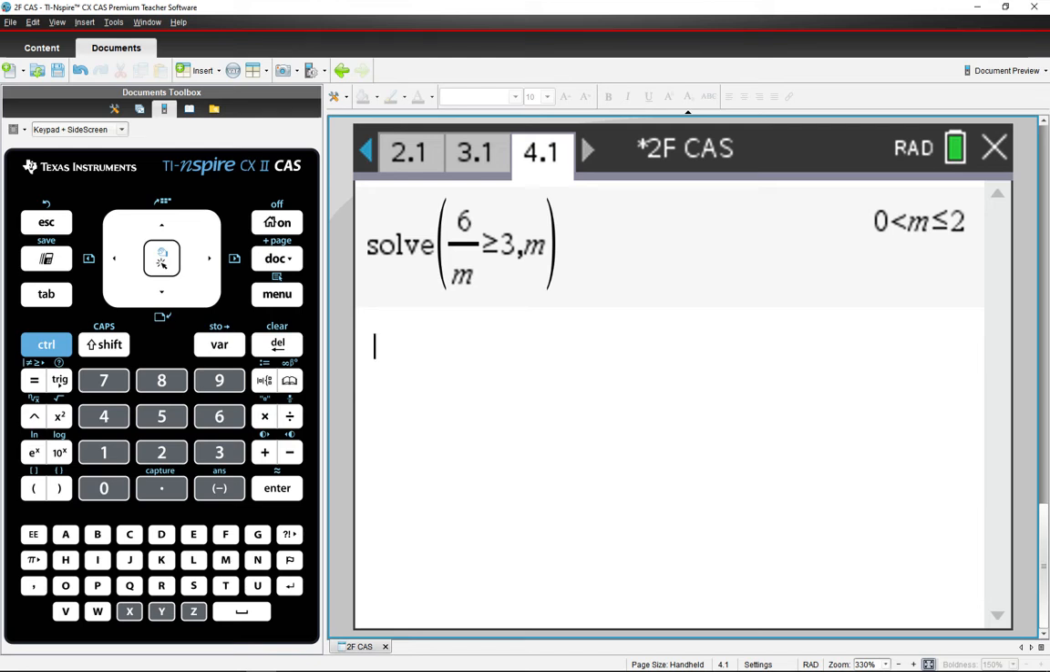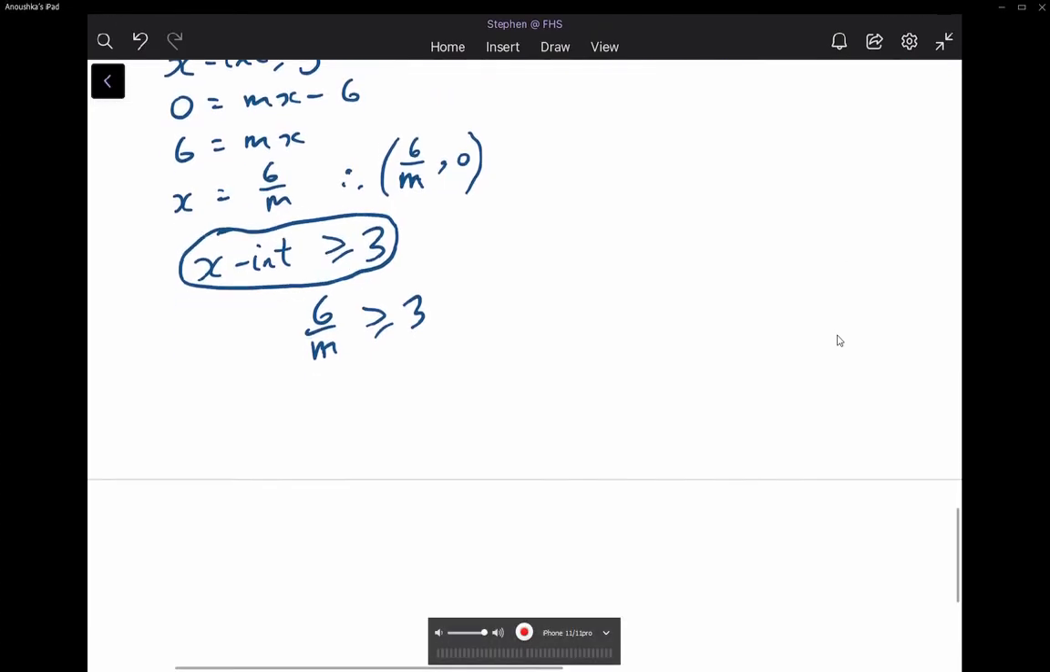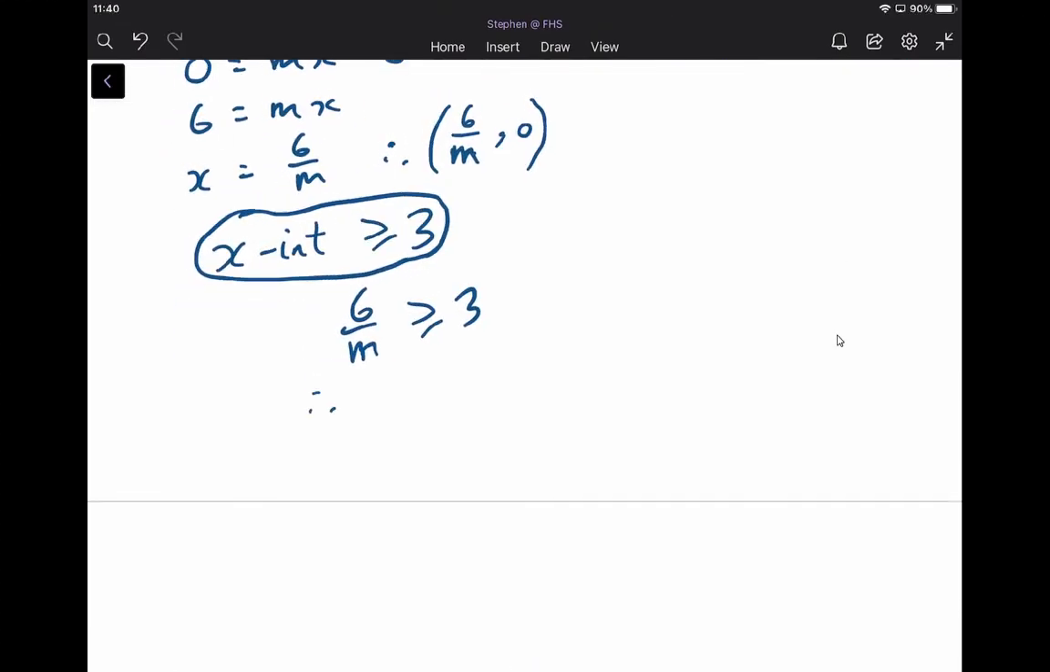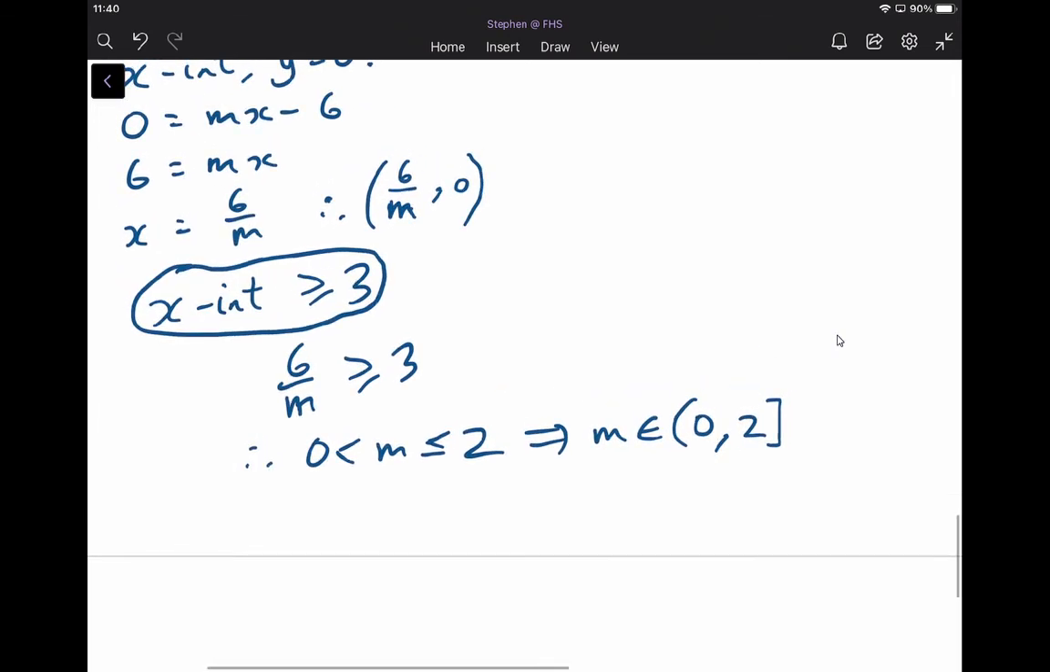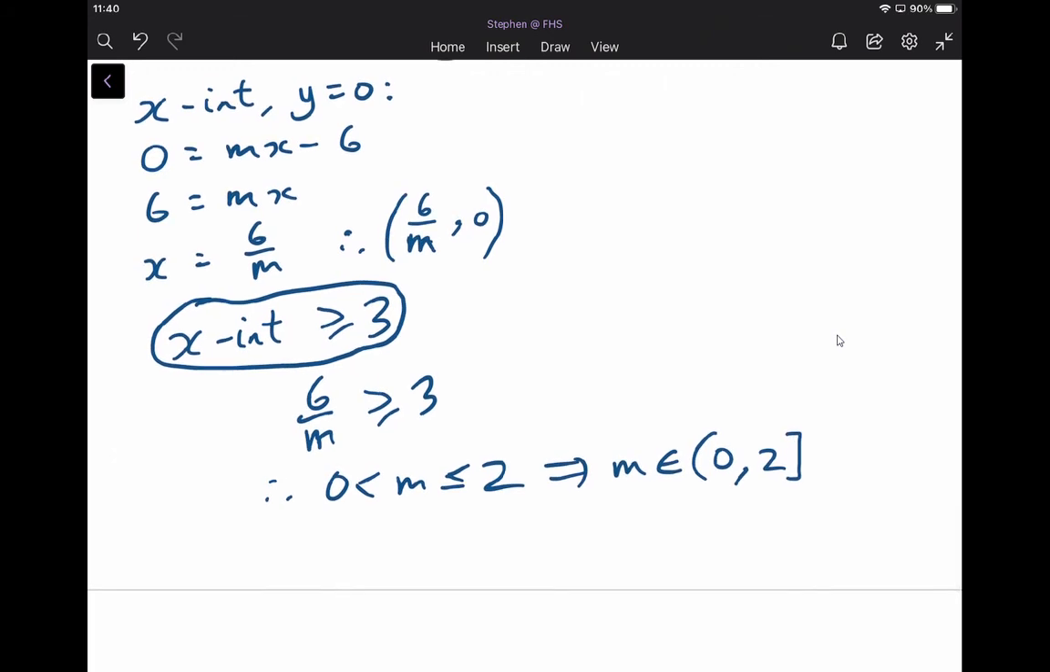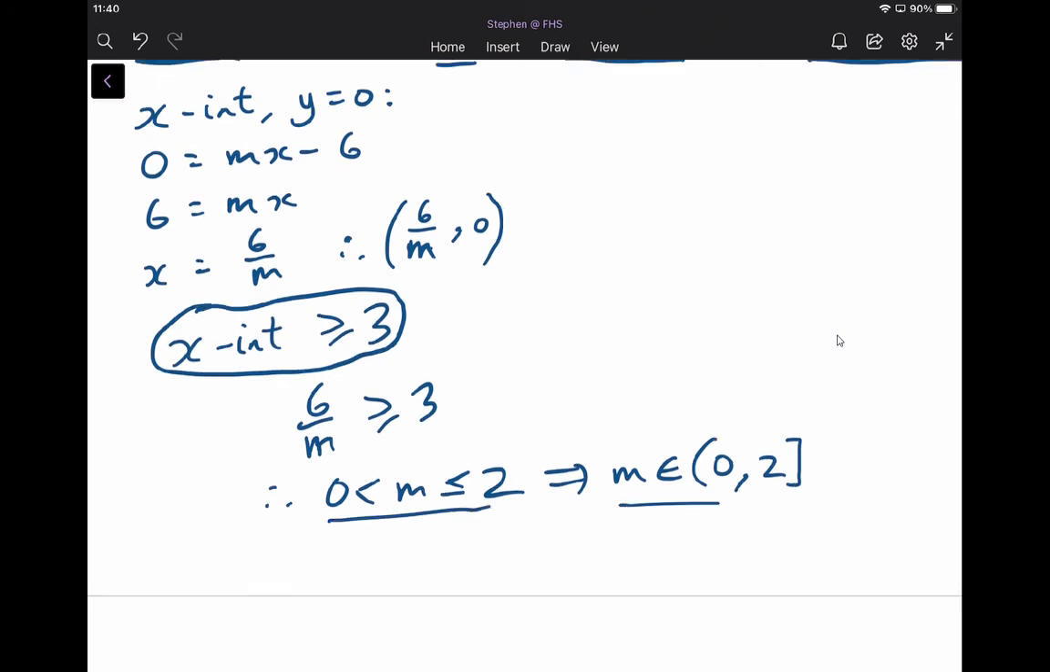So let's go ahead and write that out. 6 over m is at least 3. Therefore, 0 less than m less than or equal to 2. This can also be written in interval notation if you prefer. It's the same as m is an element of (0, 2], 0 not included, but 2 is included. So what that means is as long as your gradient is positive and it's also less than or equal to 2, your x-intercept will always be 3 or more. So this is basically our answer.